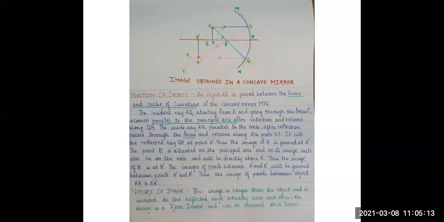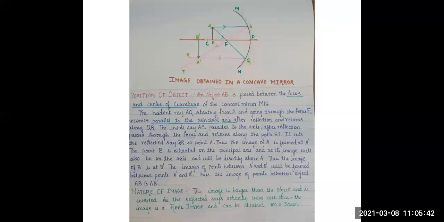And the image of B is formed at B dash. The point B is situated on the principal axis, and so its image will also be on the axis and will be directly above A dash. The images of points between A and B will be formed between A dash and B dash. Thus the image of object AB is A dash B dash.